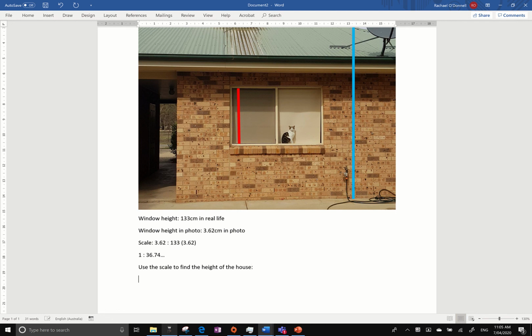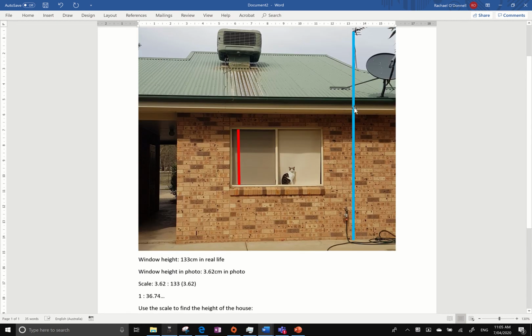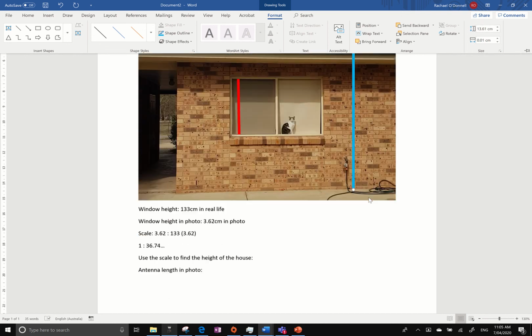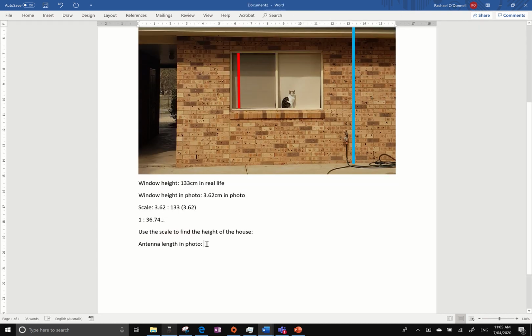Okay, so antenna length in photo. This is when we click on here and we look at the length of this line again. So that length is 13.61. Okay, so 13.61 centimeters. So real life is 36.74... times bigger than the photo.